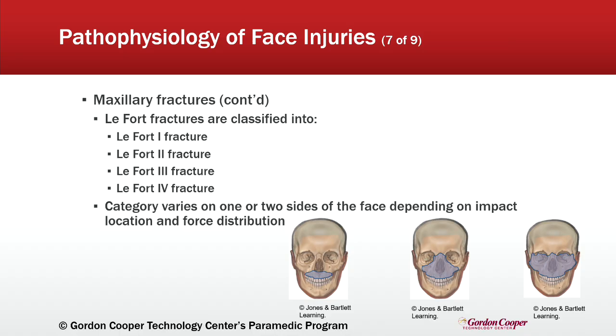Le Fort fractures are broken into four categories. A Le Fort 1 fracture is a horizontal break of the maxilla that separates the hard palate and the lower maxilla from the rest of the skull. A Le Fort 2 fracture is a pyramid-shaped fracture that involves the nasal bone and the lower maxilla. A Le Fort 3 fracture is a break of all the midfacial bones that separates the entire midface from the cranium. And lastly, a Le Fort 4 fracture is a Le Fort 3 fracture that also includes a fracture of the frontal bone.